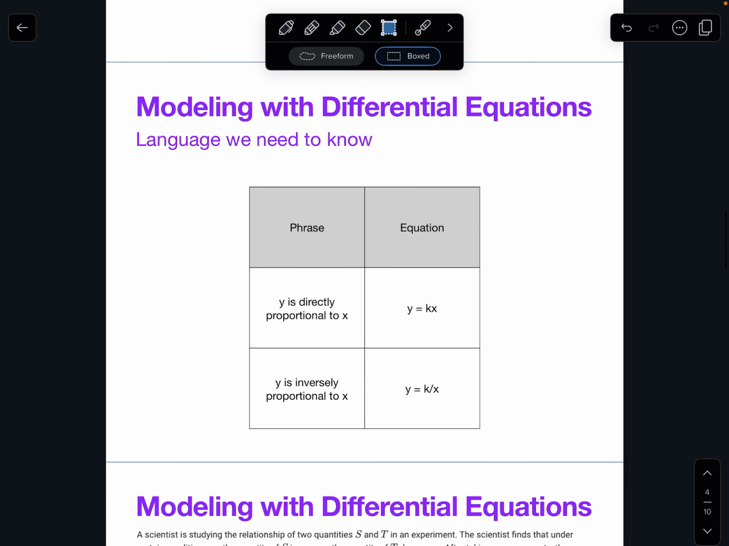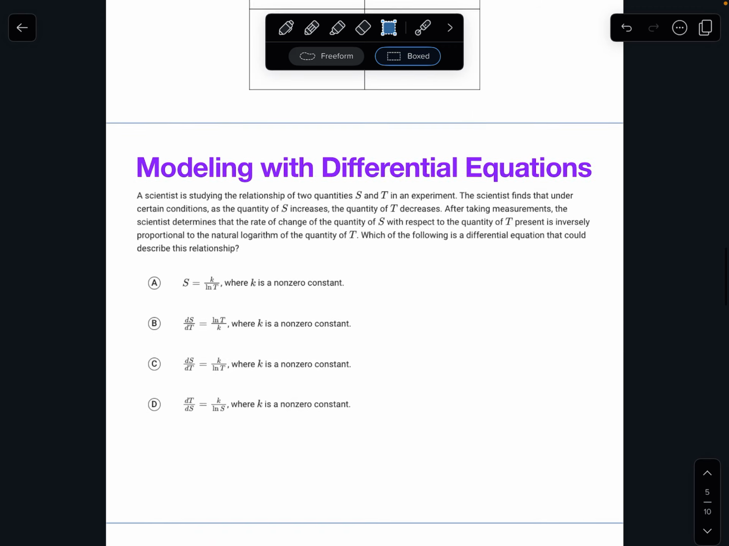In order for us to model with differential equations, there's a couple of terms and ideas that we've got to review first, and that is a directly proportional relationship and an inversely proportional relationship. If we're told y is directly proportional to x, recall that means y equals some multiple of x, so y equals kx. If y is inversely proportional to x, then it's an inverse relationship, more of a reciprocal relationship, so y equals k divided by x. So we'll look out for phrases like directly proportional to or inversely proportional to, and we will handle them accordingly.